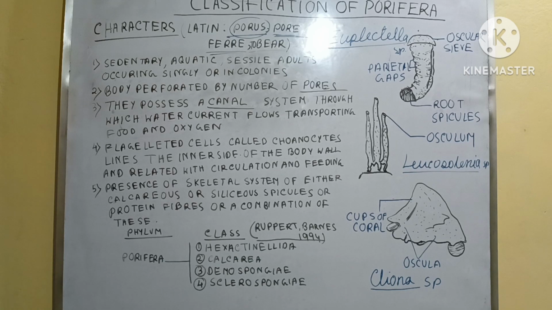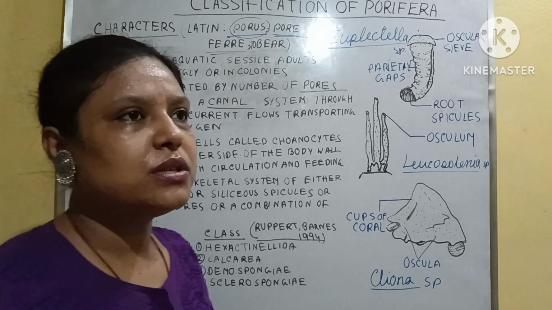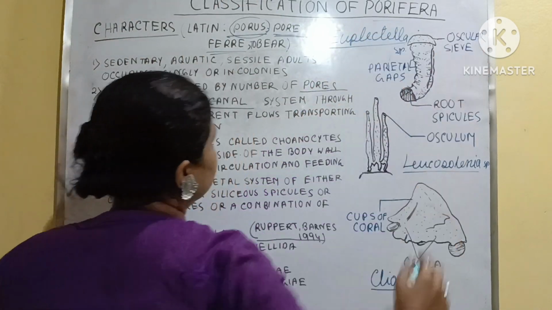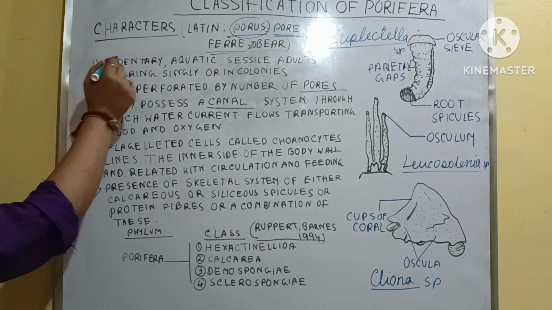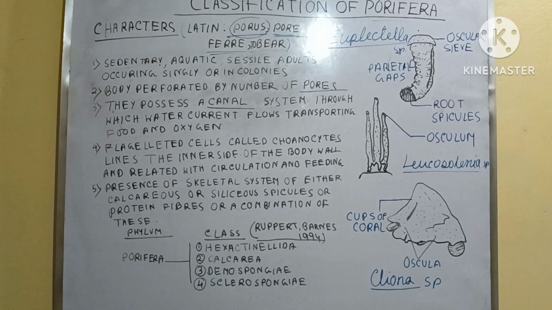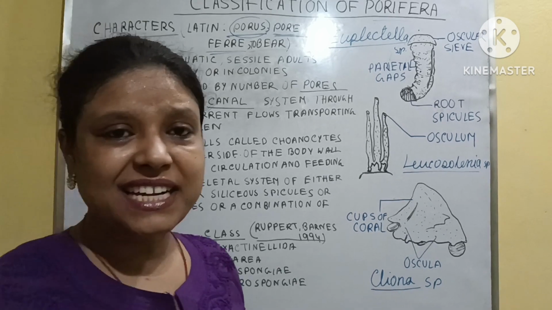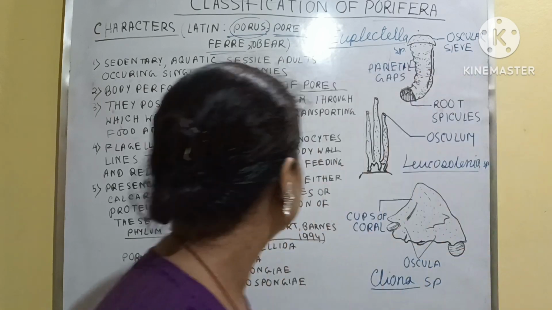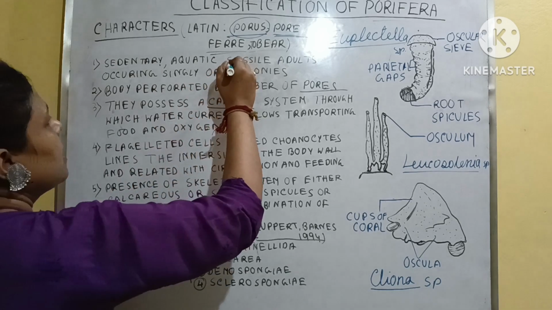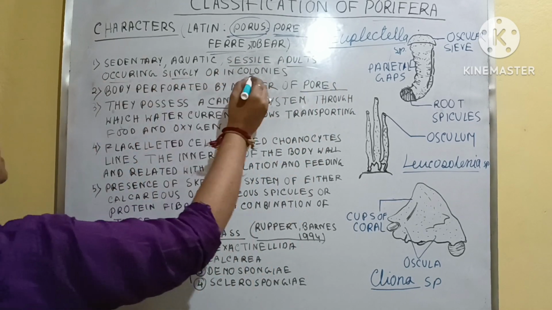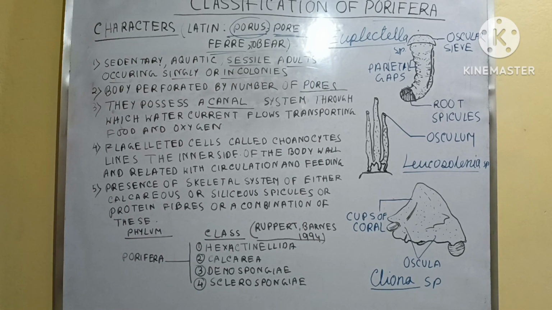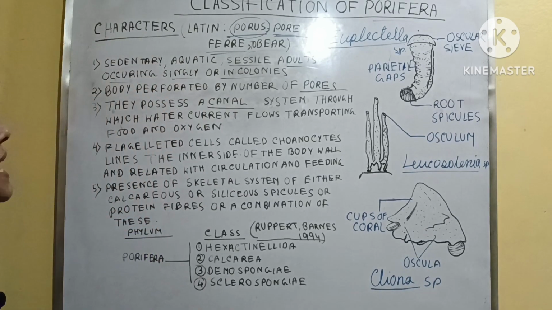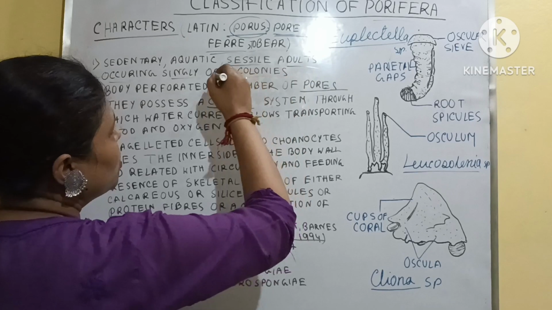First of all, we have to know which features remain in this Porifera group. First one, these are sedentary. Sedentary means these are attached with the substratum. And sessile, adults occurring singly or in colonies. So they can remain either as a single one, or they can remain in the formation of colonies.